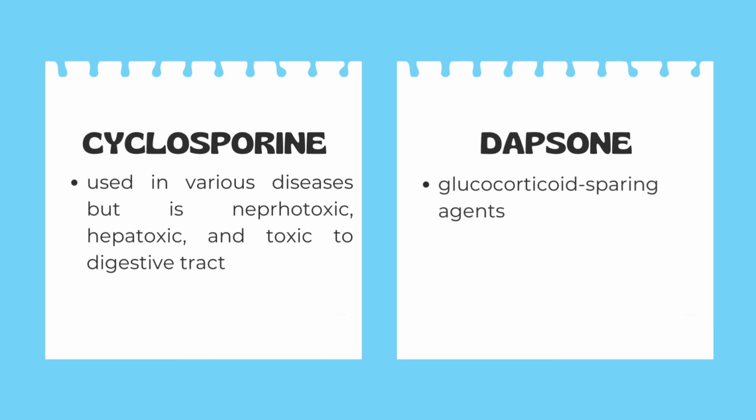Lastly, dapsone, which has an immunostimulating effect in lower concentration, but is immunosuppressive in higher concentration. It is used for canine pemphigus, a type of autoimmune disease that causes blisters in the skin and mucous membranes, and also for lupus erythematosus that causes widespread inflammation. And dapsone allows for a decrease in the dose of glucocorticoids. That is why it is also called a glucocorticoid sparing agent.